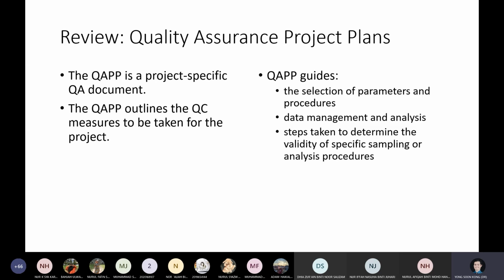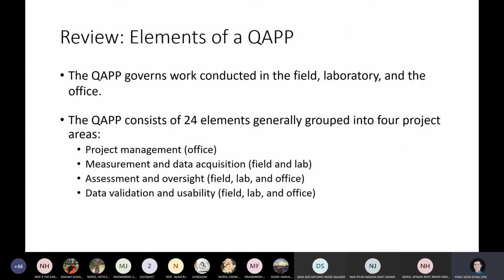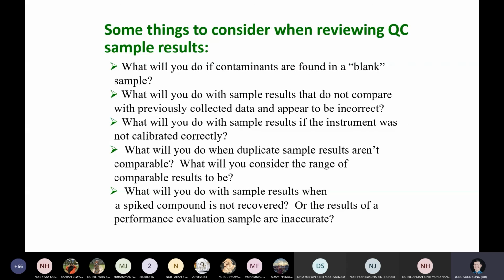Okay, I have already mentioned most of this, so I don't want to repeat. Elements of QAPP is mostly on the quality assurance layer, and you can read it yourself. And these are the tips, the final two slides. What are the things that you need to consider when you are reviewing QC sample results? Most of them we have already discussed earlier.